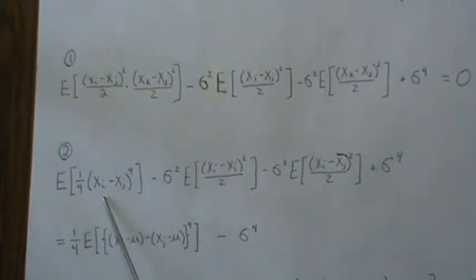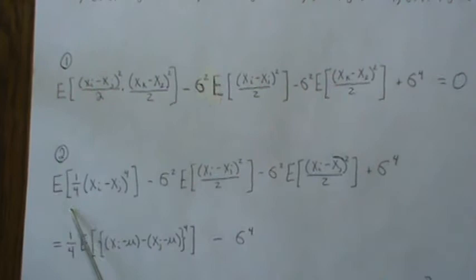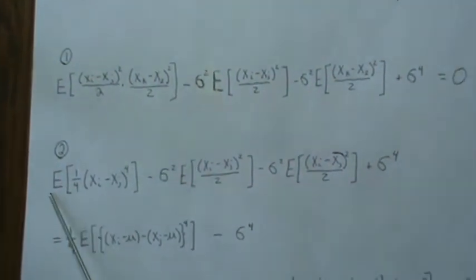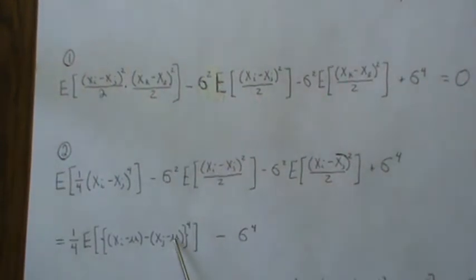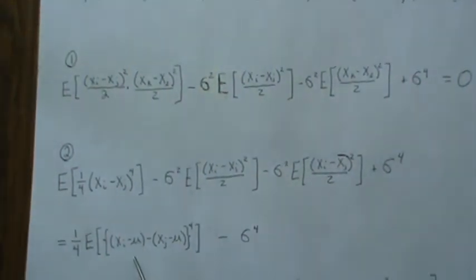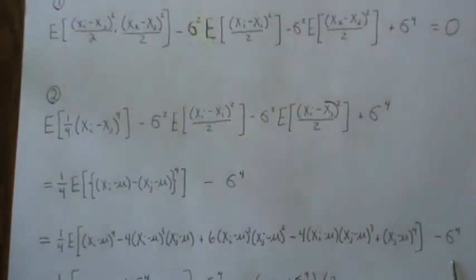And then if we bring out the fourth in front, and then add a mu and subtract a mu, now we're going to FOIL this to the fourth, or use the binomial theorem or Pascal's triangle or whatever you want to call it. And when we multiply this out, we get this big dog. And then don't forget the minus sigma to the fourth, and there's a 1/4 out front.